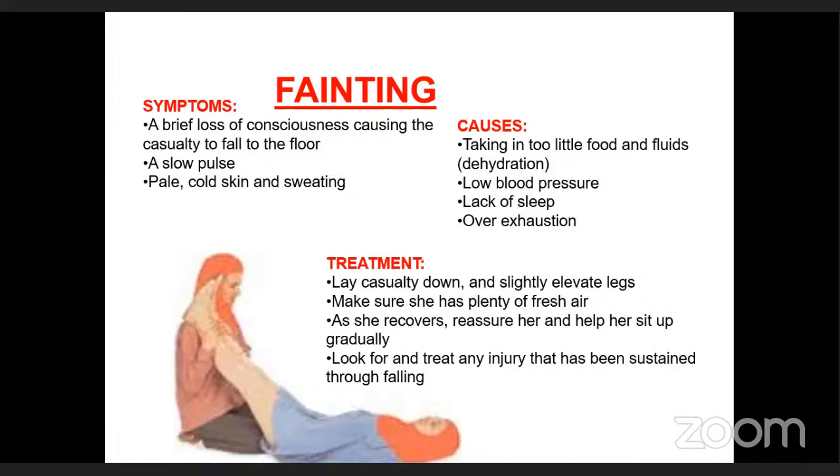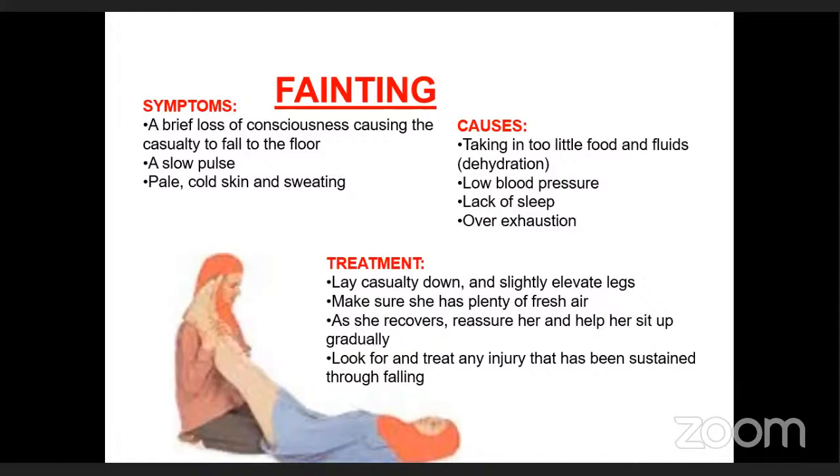So how do I treat a fainted person as a first aider? Number one, you will need to lay the casualty down and slightly elevate the legs. We need to lay the casualty down flat on the back as we have in the picture. Then you slightly elevate the legs of the casualty. Then you make sure he or she has plenty of fresh air. In other words, you will need to unbutton such a person. If the person is wearing a shirt, it needs to be unbuttoned. And of course, I will advise here, in case of a female, unless there is no female around, it's advisable that a female should handle a female, okay?